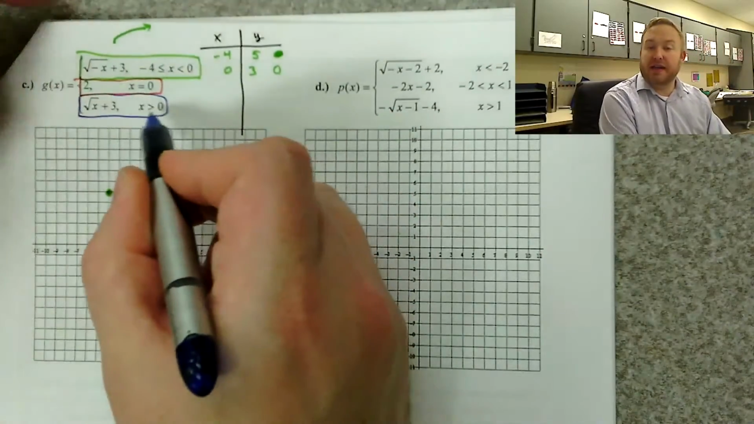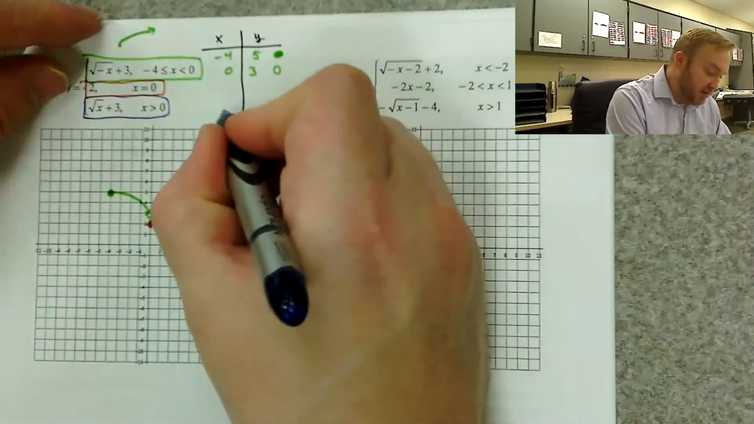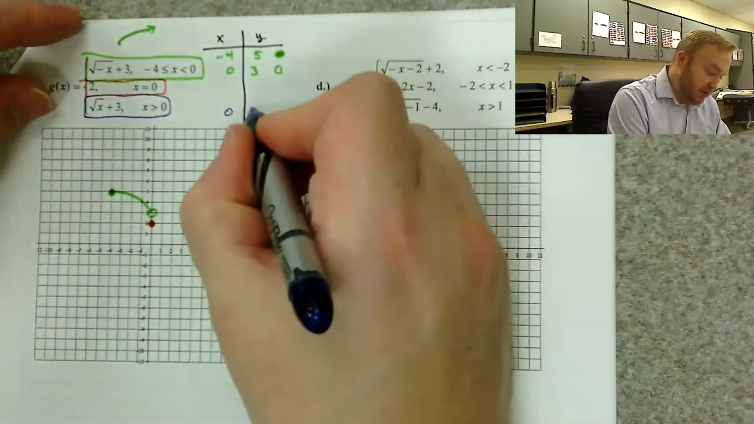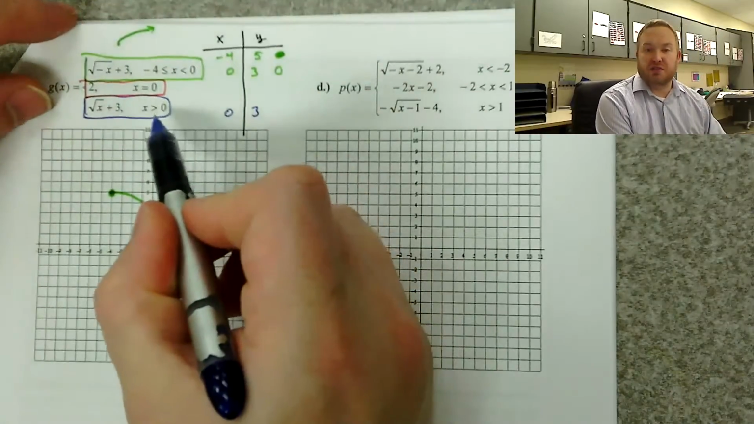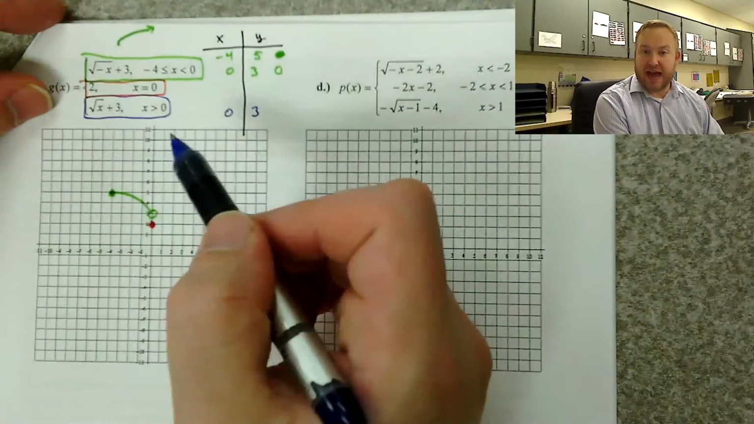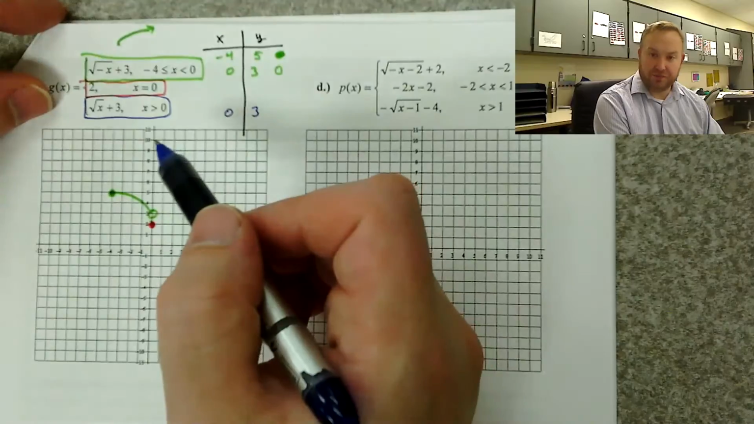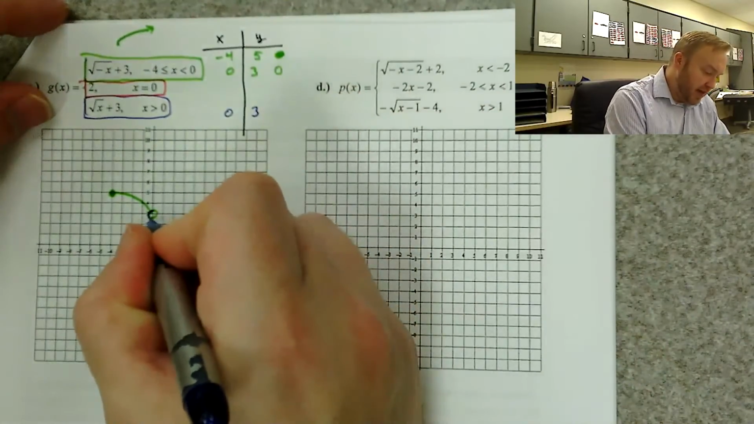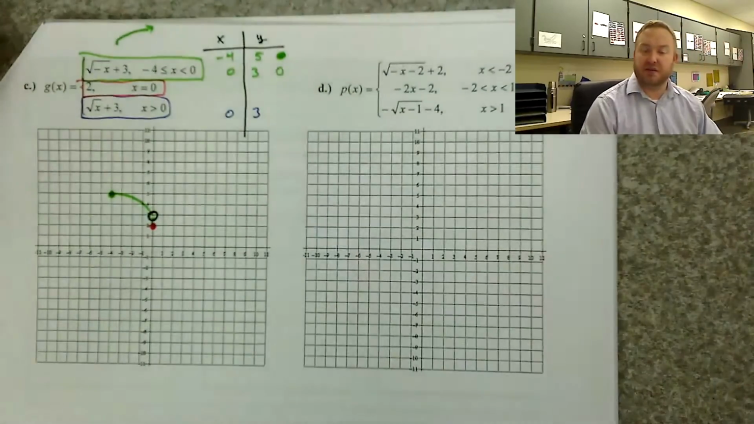There's only one endpoint to this domain, and it's 0. So let's plug 0 in here. You get 0 plus 3, which is 3. Notice that there's no "or equal to." 0 is not actually included in this domain. So I'm going to do an open circle here at (0, 3). Oh, look at that. There's already an open circle at (0, 3).